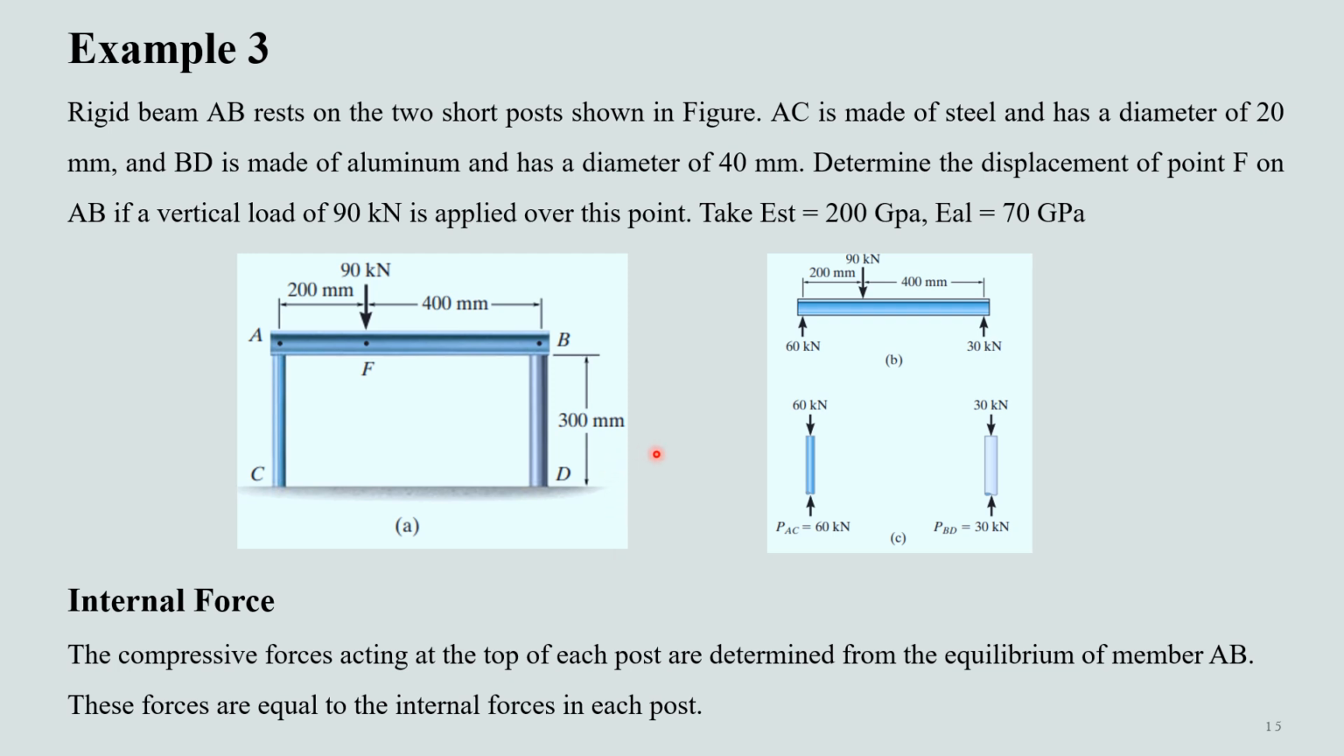First of all, again, we need to determine the internal forces. The compressive forces acting at the top of the posts are determined from the equilibrium of AB. These forces are equal to the internal forces in each post. A 90 kilonewton force is acting at this point on AB, and since this is a rigid bar, we can simply apply the summation of moments to determine the reaction forces at the ends of this horizontal rigid beam, and these reaction forces are then the vertical compressive forces in the two vertical posts.